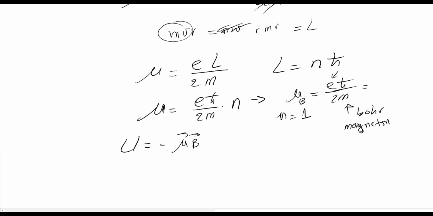We're going to get it first in eV, which is 5.8 times 10 to the negative 5 eV per Tesla, or alternatively, 9.3 times 10 to the negative 24 joules per Tesla. You can convert yourself that it's actually ampere meter squared, just by using basic formulas in here.